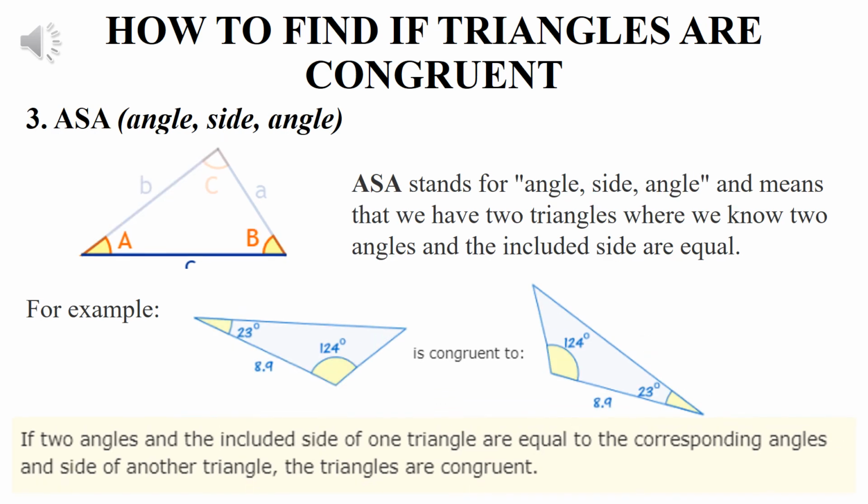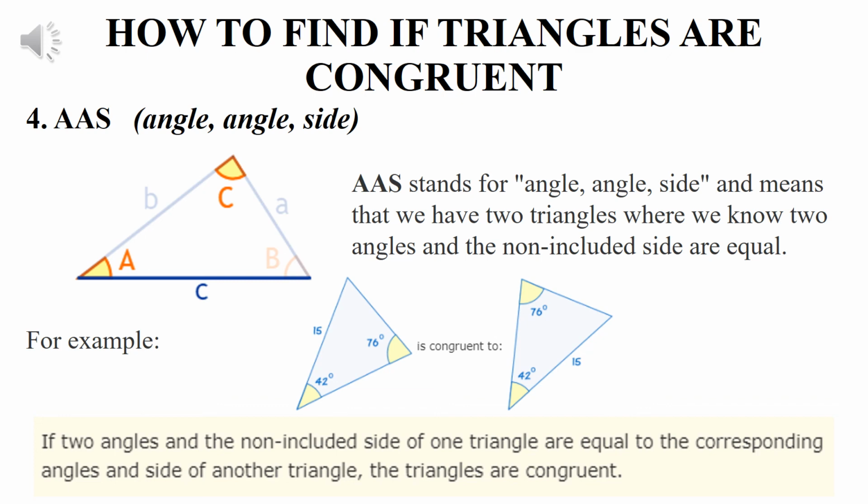3. ASA, angle, side, angle. ASA stands for angle, side, angle, and means that we have two triangles where we know two angles and the included side are equal. For example, 23 degrees, 124 degrees, 8.9 is congruent to 124 degrees, 8.9, 23 degrees. If two angles and the included side of one triangle are equal to the corresponding angles and side of another triangle, the triangles are congruent.